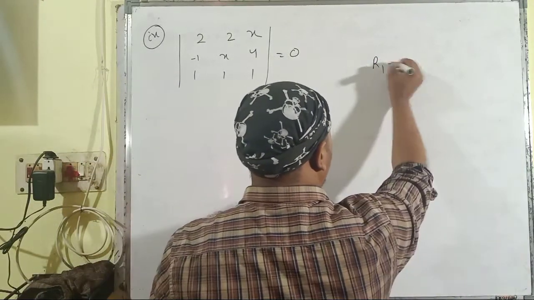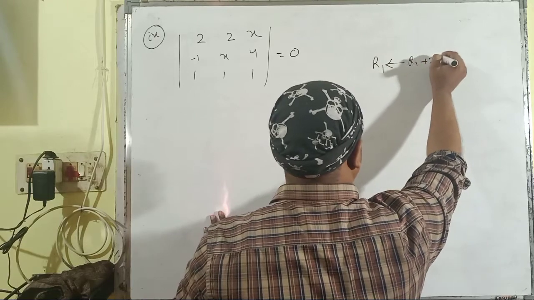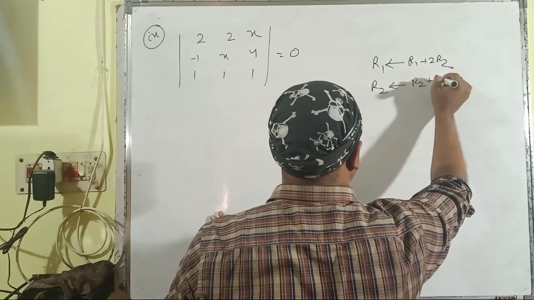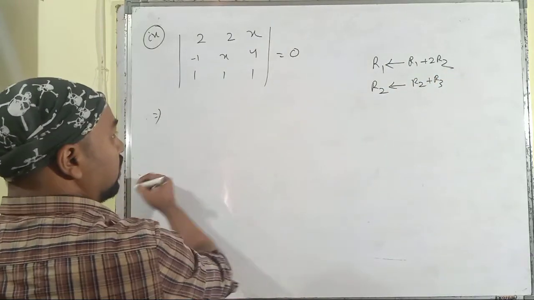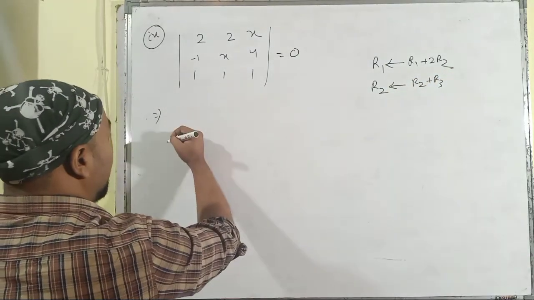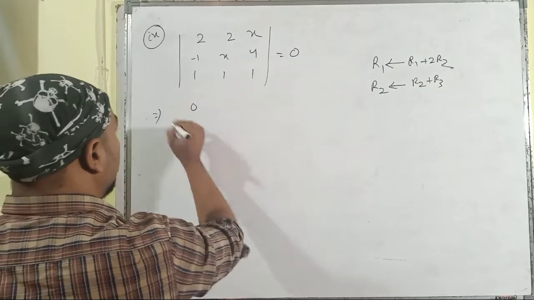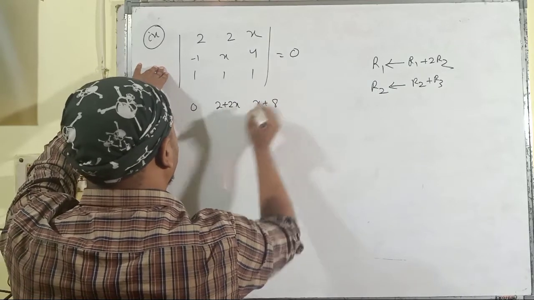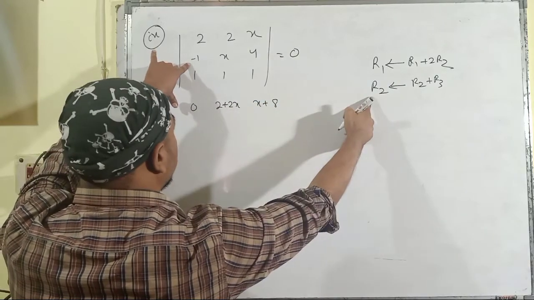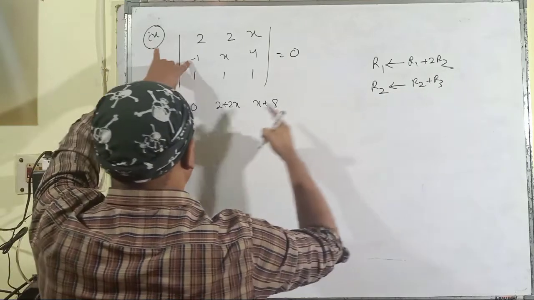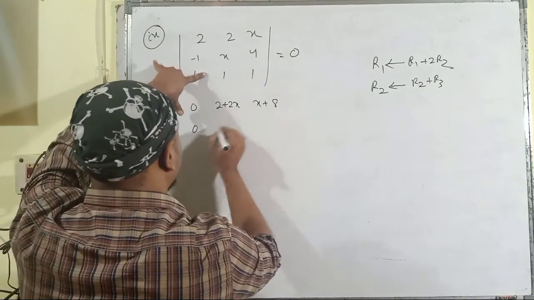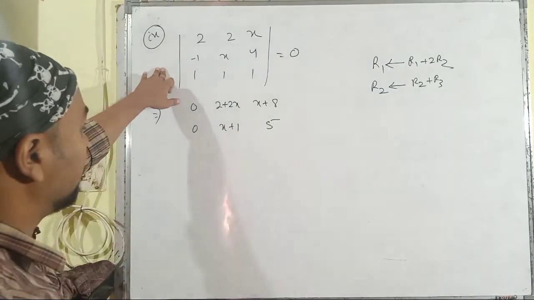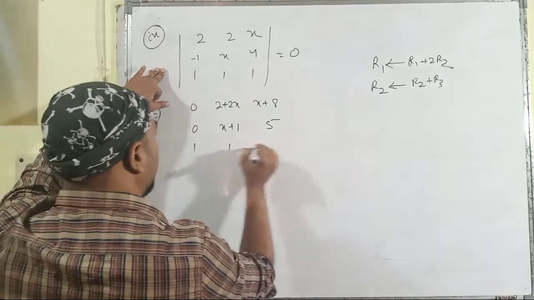Applying row 1 is replaced by row 1 plus 2 row 2, and row 2 is replaced by row 2 plus row 3. Applying these given two conditions and putting it here in the given determinant, we are getting 0, then 2 plus 2x, then x plus 8. Then row 2 is replaced by row 2 plus row 3. That means it is 1 minus 1, it is 0, it is x plus 1, and this is 5. And row 3 is the unchanged row here, that means 1, 1, 1.